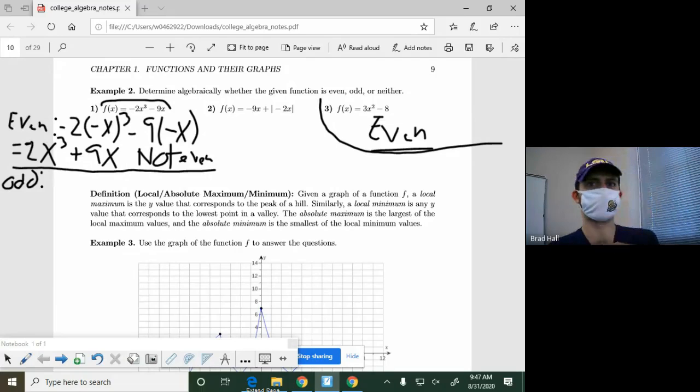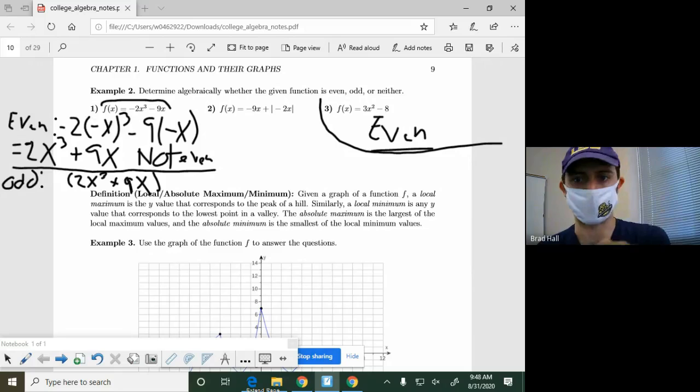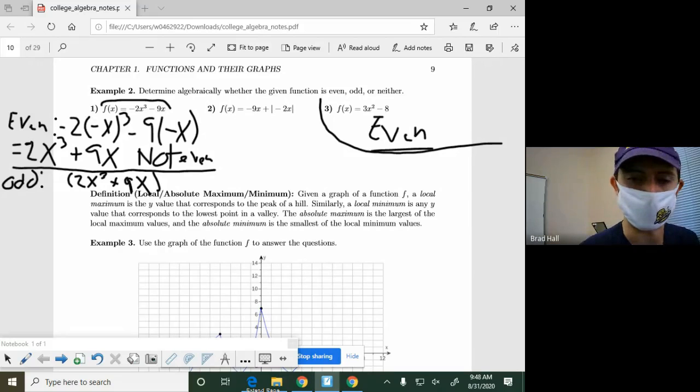So odd only takes us one step further. It says multiply what you found in the previous part. So this is why even is good to do first. Odd says take what you finished with, so the 2x to the third plus 9x that we found in the even step. So that's exactly what we found in the even step. And then just multiply it by -1.